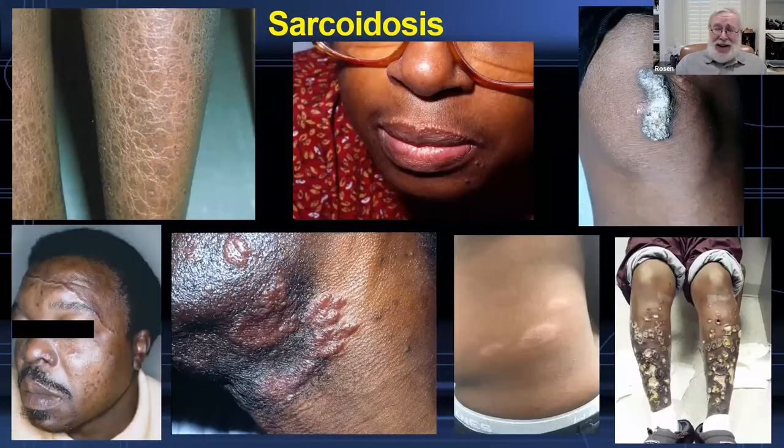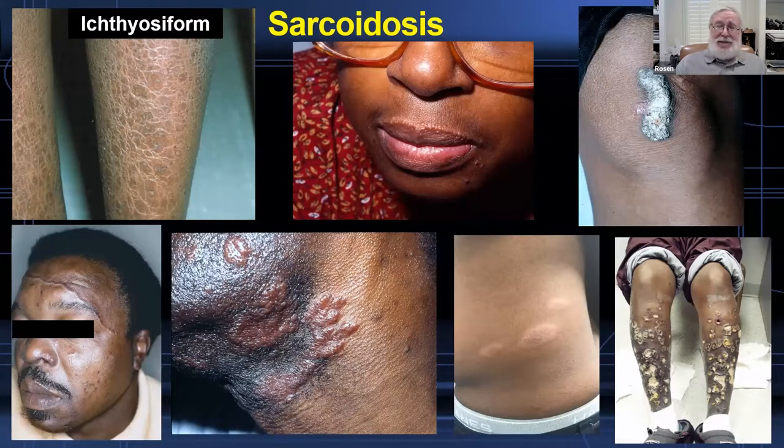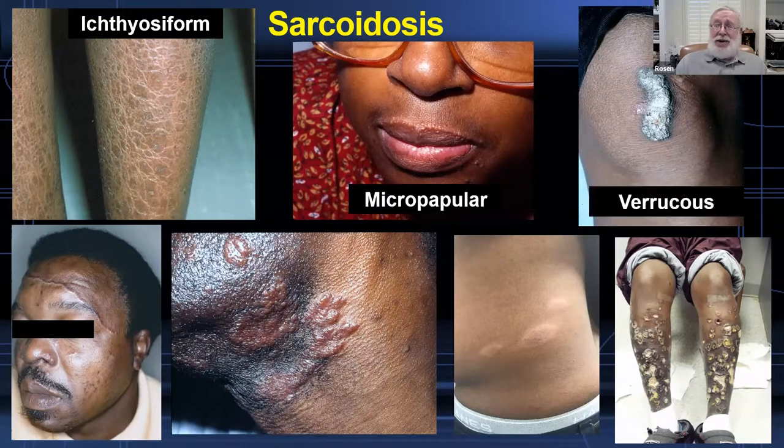But look at all these other things. These are all sarcoid too. Biopsy proven. Ichthyosis looking. Micropapular. See those little tiny bumps right above her upper lip line? That's micropapular sarcoid. Nothing could look different between that one and the next one. Verrucous sarcoid looks like a big wart. Sometimes it looks a little more psoriasiform. That's sarcoid. These two have annular lesions, and the one showing the neck has papules and plaques as well.